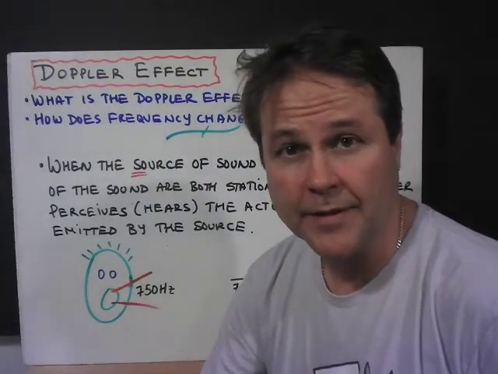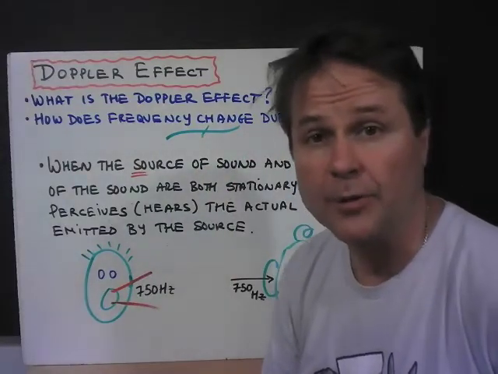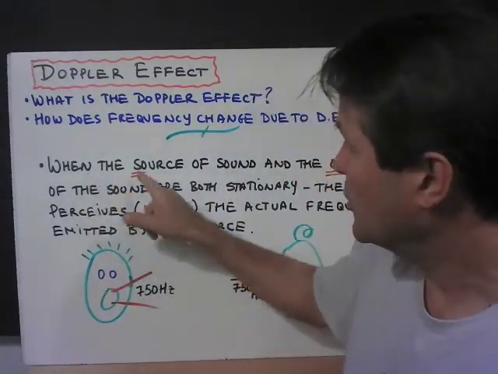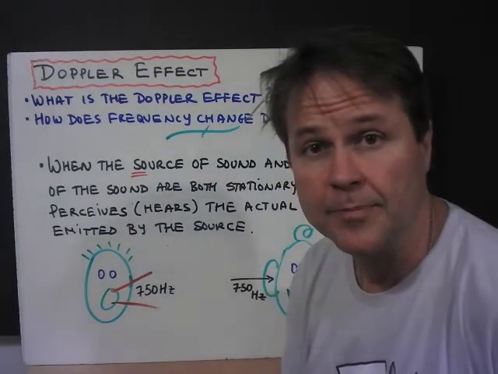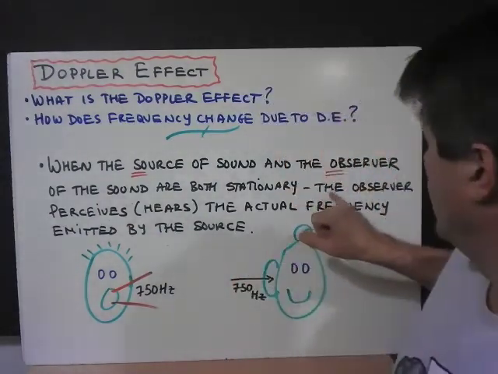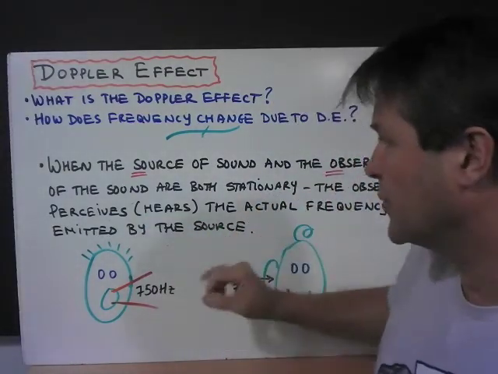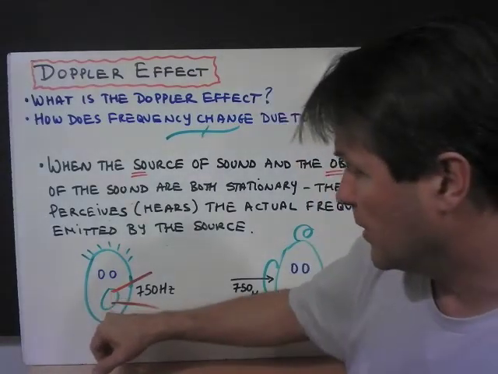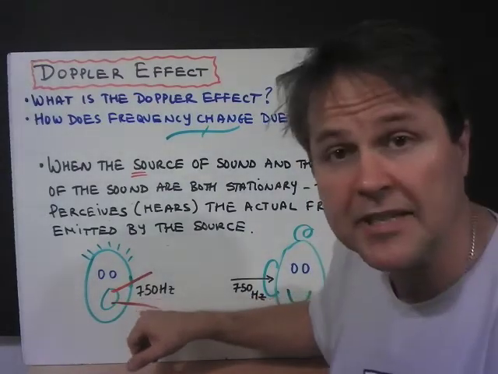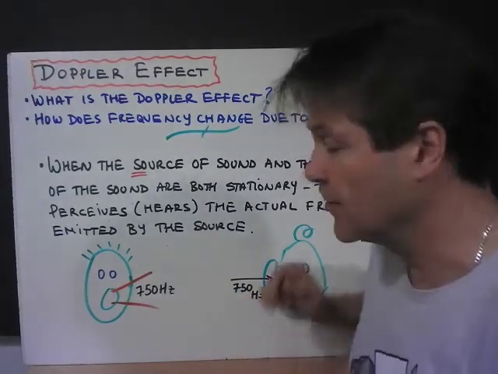What is the Doppler effect? And how does frequency change due to the Doppler effect? When the source of sound and the observer of the sound are both stationary, meaning not moving, the observer perceives or hears the actual frequency emitted by the source. Whatever the source is putting out, in this case 750 hertz, that's what the observer hears.